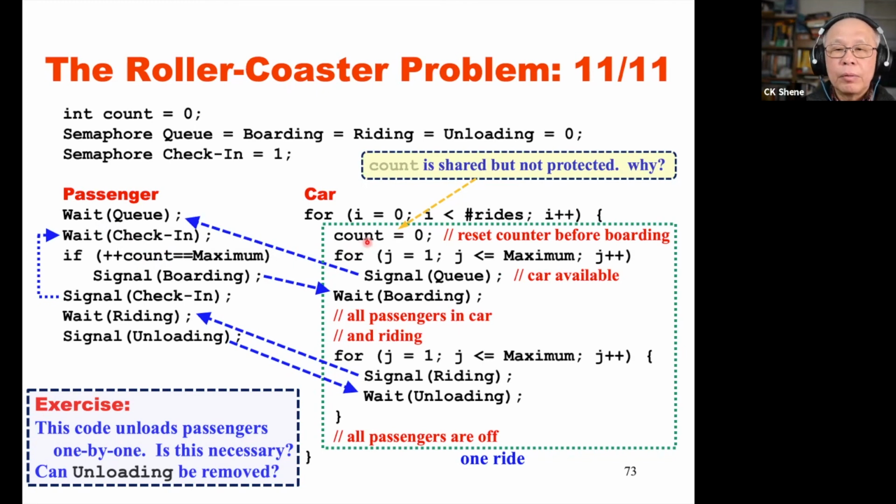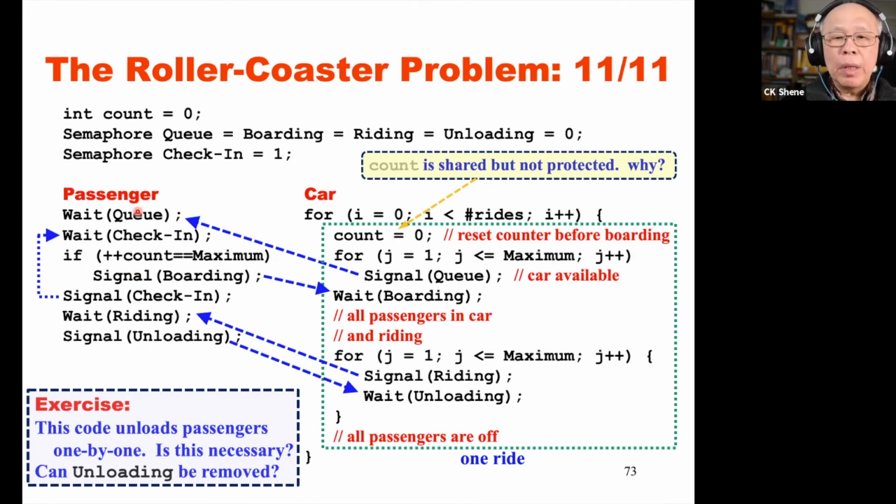Have you figured it out? If you haven't, consider this. When the car thread initializes count to 0, there's no passenger running because all passengers are blocked here.